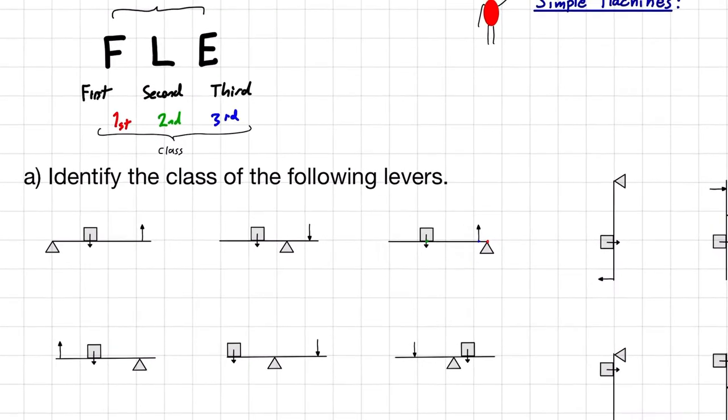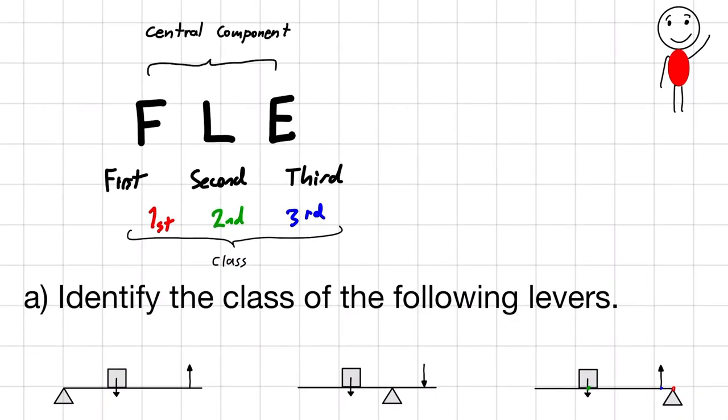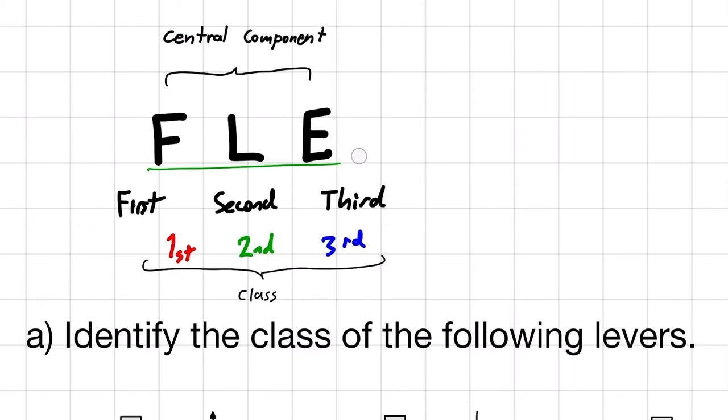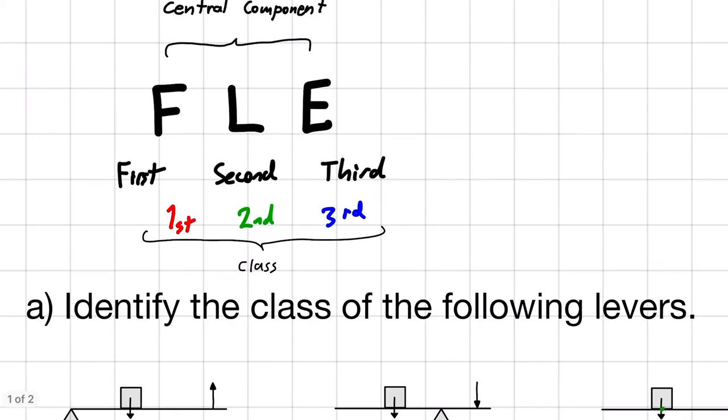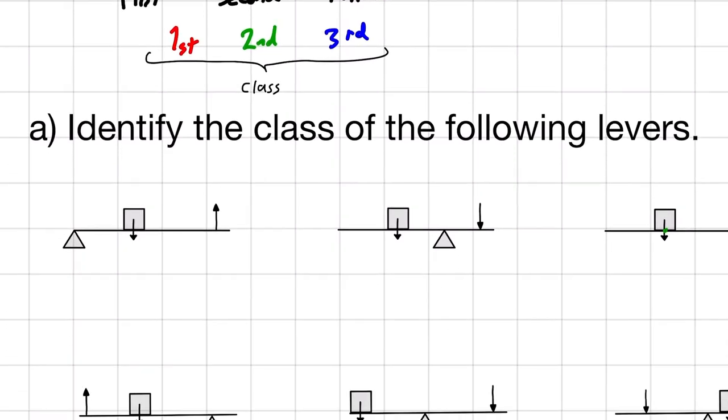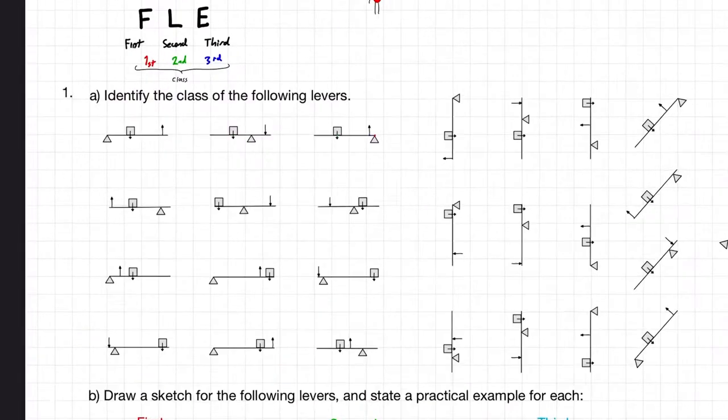And the method I'm going to be using to classify the levers is this acronym FLEE. And it stands for, the letter in the acronym stands for the central component, so either the fulcrum, the load, or the effort. And if the fulcrum is in the center, it's a first class lever. If the load is in the center, it's a second class lever. And if the effort is in the center, then it's a third class lever. So let's try this out for all these examples.